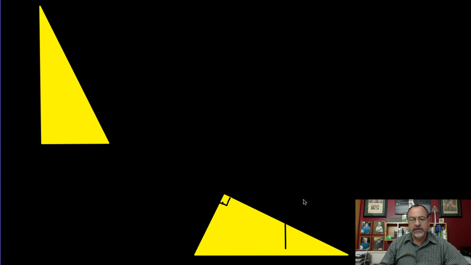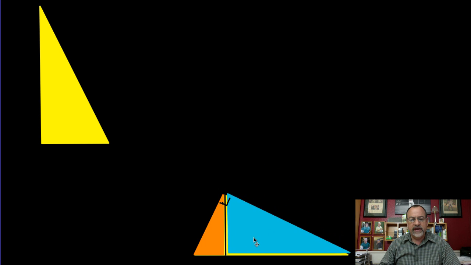Now, if we draw an altitude to the hypotenuse, you'll notice that this cuts that triangle into two more right triangles. And what happens is we have three right triangles. We have the original right triangle, which is in yellow. We have this smaller right triangle, and this medium-sized right triangle. When we draw this altitude to the hypotenuse, it creates these three right triangles, and all three of these right triangles are similar, which means the sides are proportional.